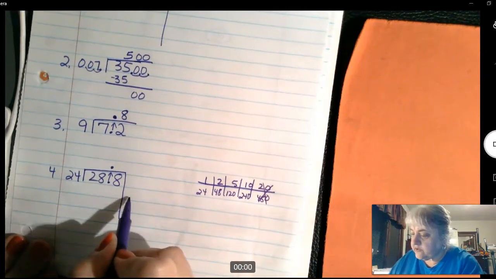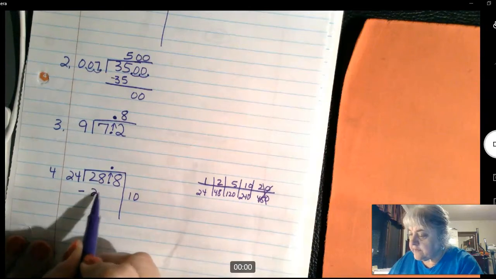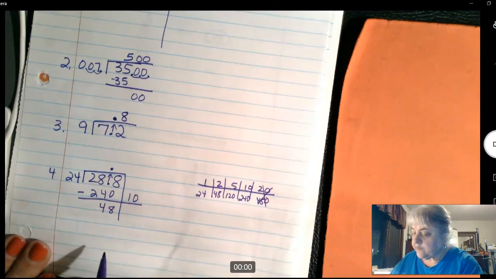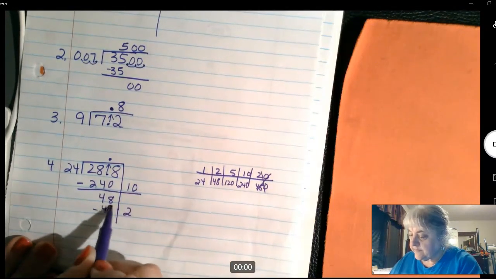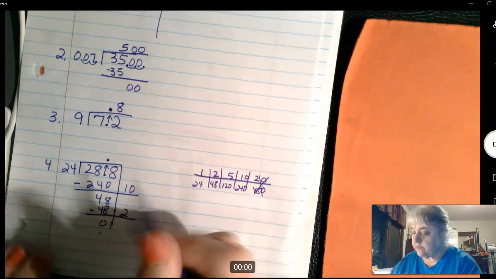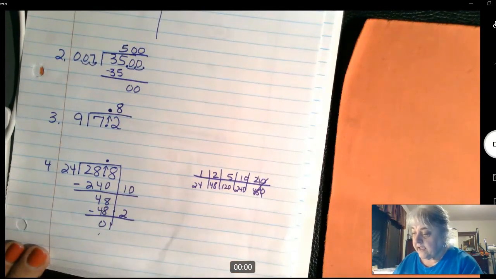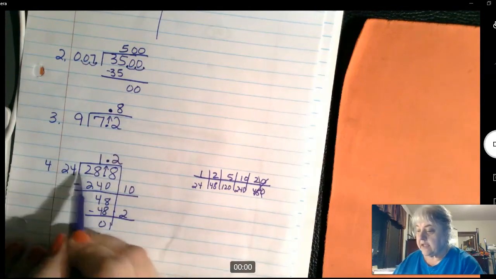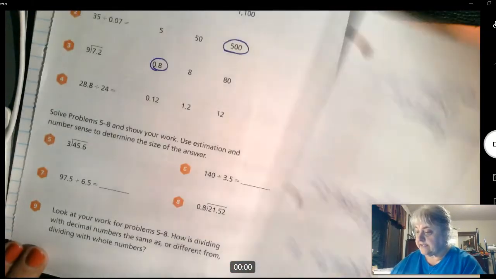I can take out 10 groups. And that means I'm going to subtract off 240. What I have left is 48. I can take off 2 more groups, and that leaves me with 0. So I have taken out 12 groups, and if I put the number 12 up here, I have 1 and 2 tenths to show my 12 groups, and is 1 and 2 tenths an answer choice here?